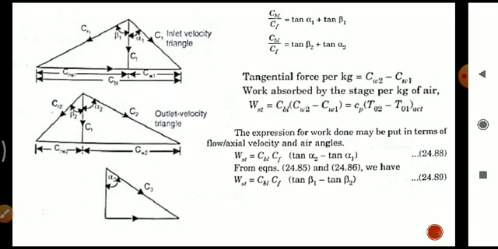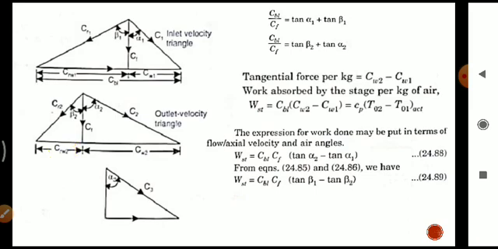Initially we marked it as u for the previous case. Now it is marked as cb1, and instead of v1 we will be marking c1, instead of vr1 we will be marking cr1, and instead of vw1 we will be marking cw1. Okay, and the remaining term, instead of u1 minus cw1, they have marked as crw1. And the outlet velocity triangle will have c2, cr2, cw2, and the remaining term crw2.